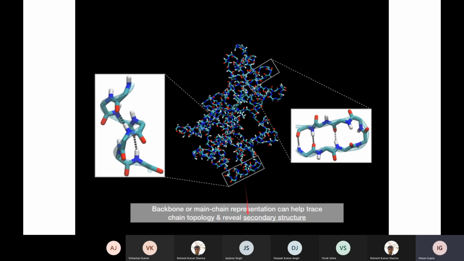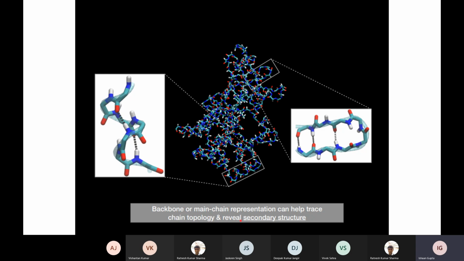So what do I mean by that? For example, if you look at something like this here, it shows you that the peptide backbone is folding like this, and this is the structure that is interacting. This looks like an alpha helix. Similarly, this part of the protein is folding like this, and it's forming this beta sheet structure. So the backbone and main topology representations can help you not only talk about the larger structure and how amino acids are coming together, but if you zoom in, you can even reveal secondary structures.